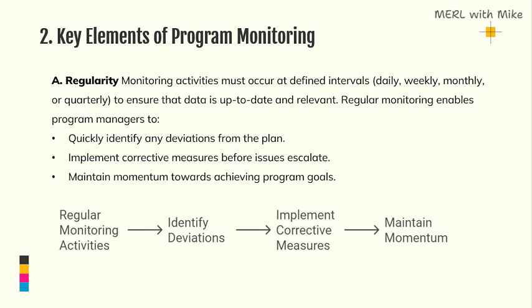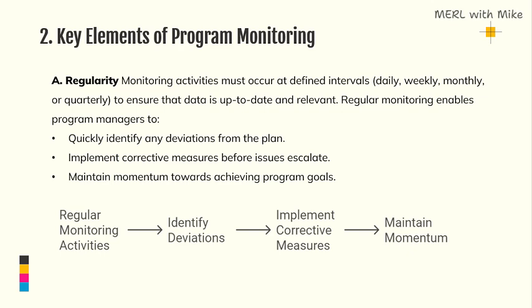The first element is regularity. With monitoring, activities occur at a defined interval, right? If you plan to do a training, you'd want to do maybe a bi-weekly, monthly, or even quarterly training. Activities have to be defined within these intervals because it's going to help you have data that is up to date and relevant. Regular monitoring enables program managers to quickly identify if you're moving away from your plan, from what you said you would do.